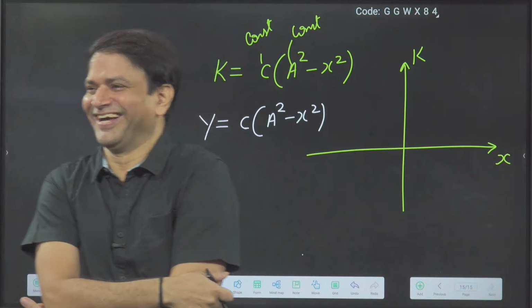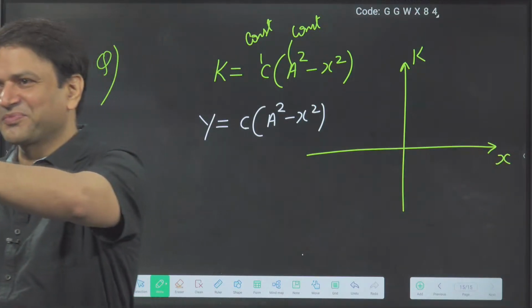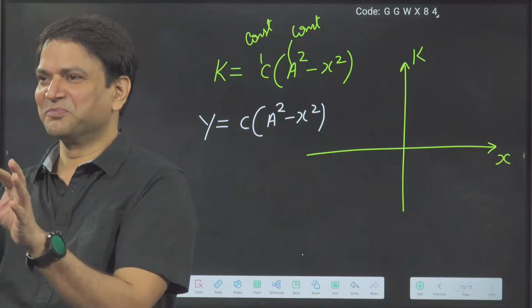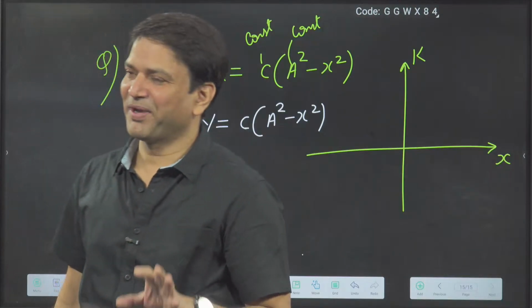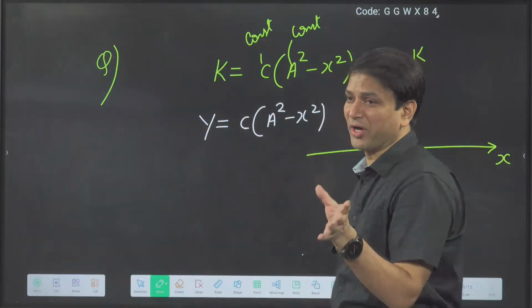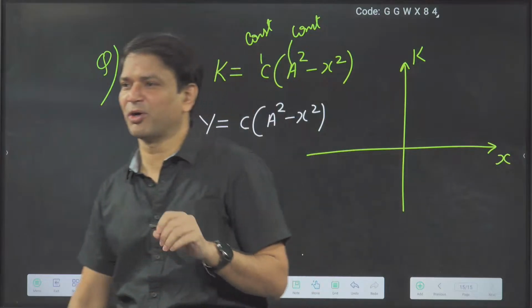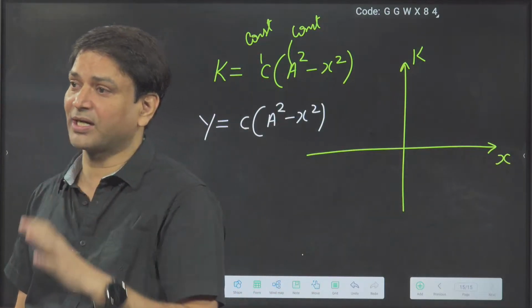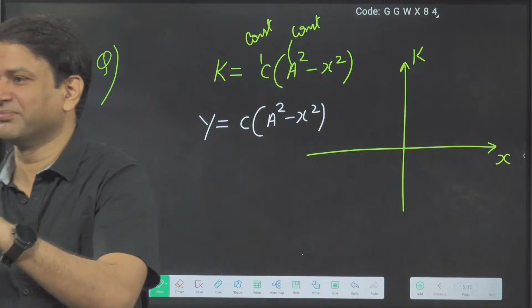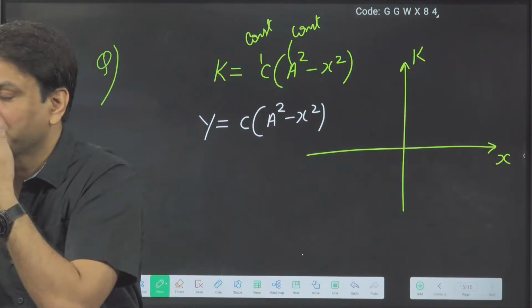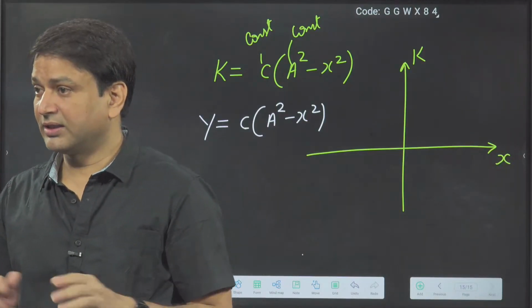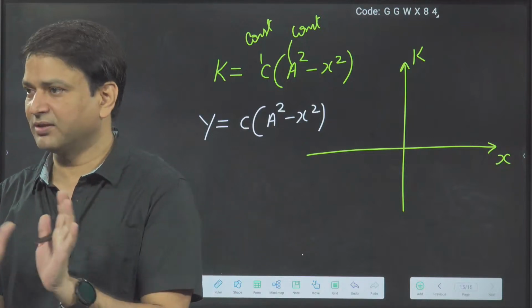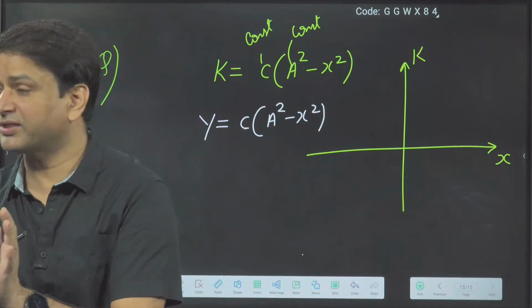So y is equal to c into a square minus x square. Parabola, x square is there. X square is there means symmetric about y. Okay, x square is there, so symmetric about y. So y axis we have to take as a mirror. Now listen, form what we have made, shape will not change. According to the equation, parabola shape will not change.